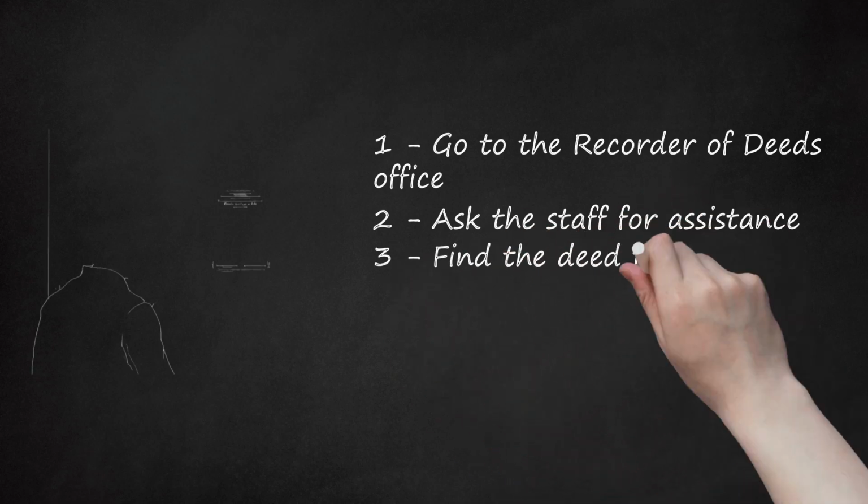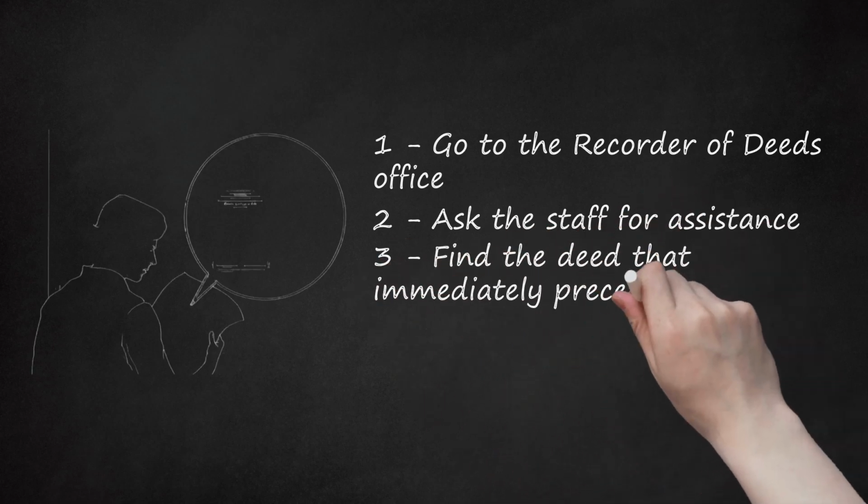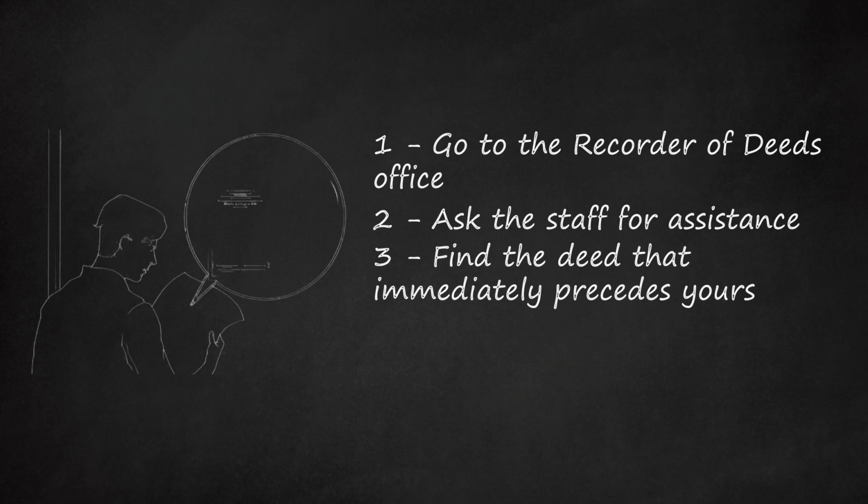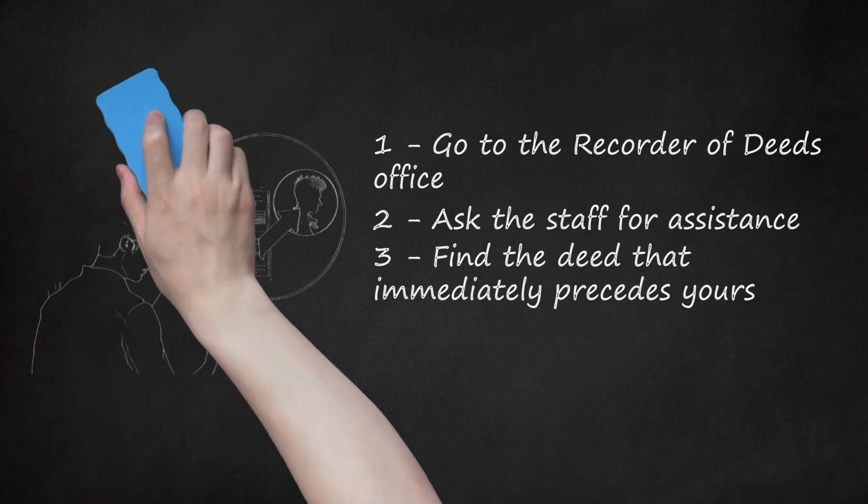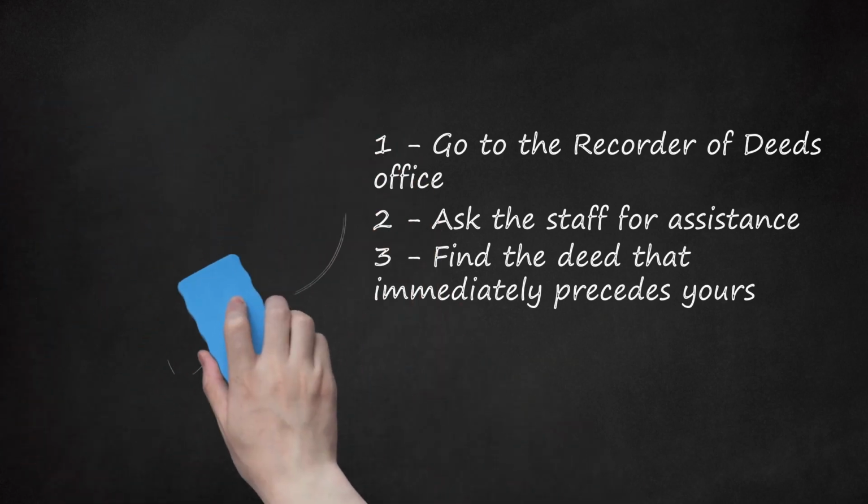3. Find the deed that immediately precedes yours. To start searching the chain of title, you will begin with the land deed immediately before yours. If you bought the land from Mr. Wilson, then you will need the deed given to Mr. Wilson when he bought it from Mrs. Vig. Read the deed carefully. Look especially for mention of minerals or subsurface rights being reserved or transferred. Read the whole deed, including any attachments or addendums.